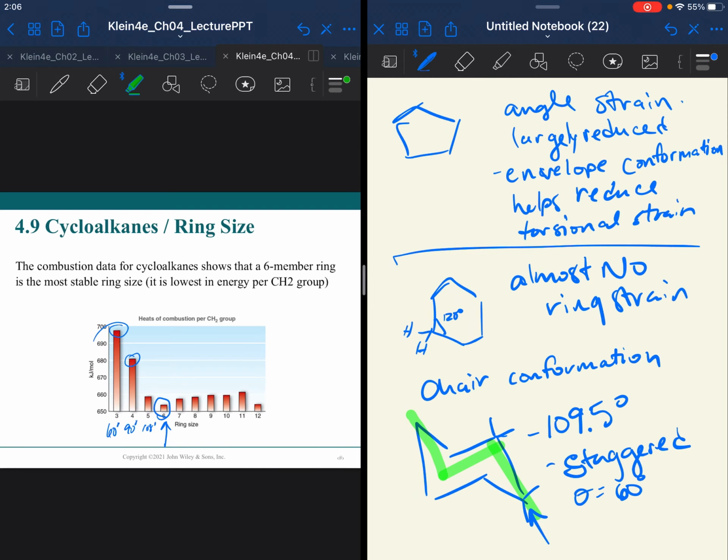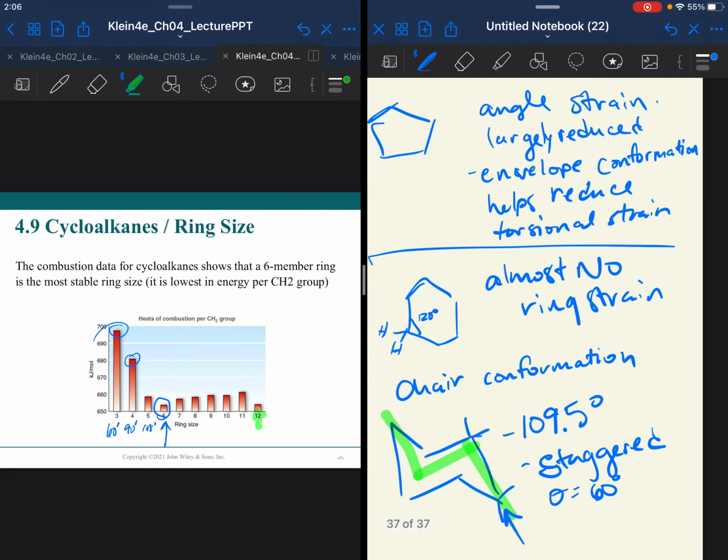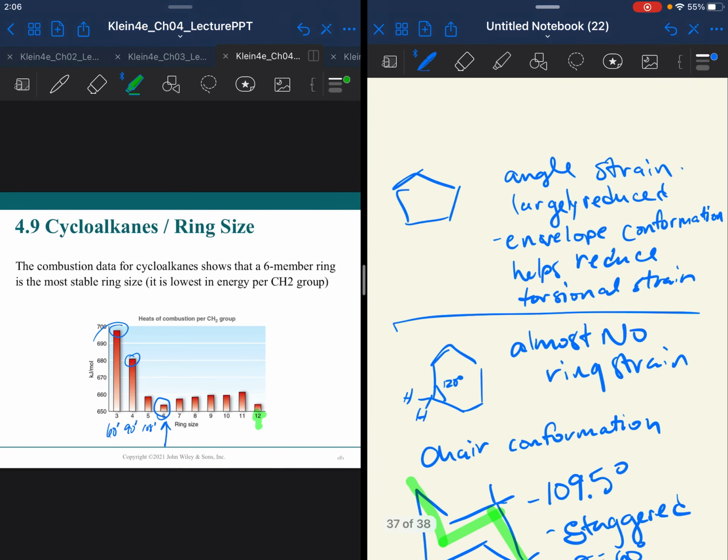Now, multiples of 6 start to dip for the same reason. You'll see 12 down here. 12-membered rings, getting that large is just not as common for other reasons. So we really focus on that 6-membered ring. That 6-membered ring, why is it so stable?